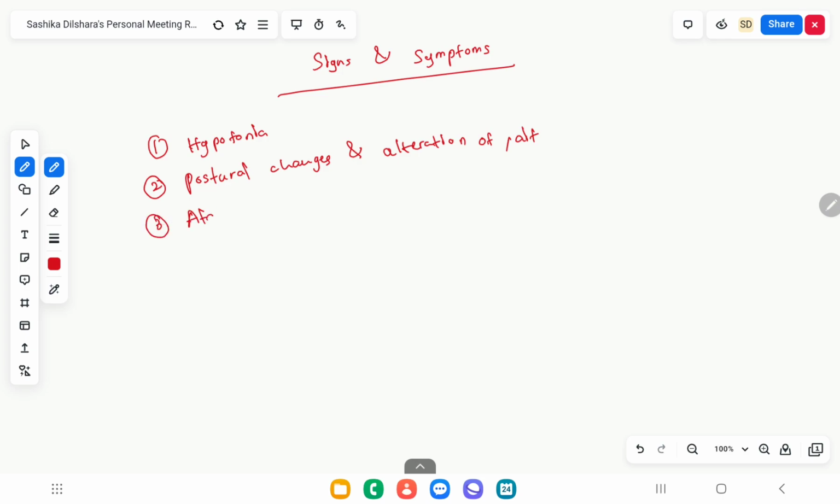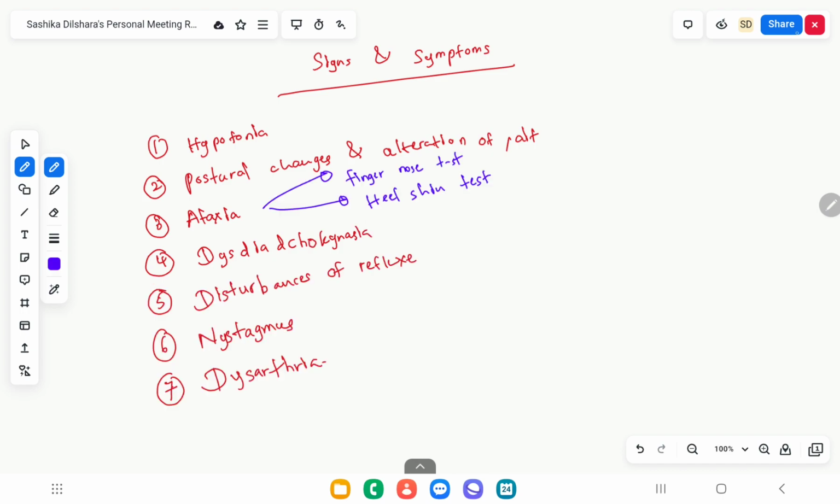Ataxia means disturbance of voluntary movement. Then fourth one, dysdiadochokinesia. Then next one is disturbances of reflexes, nystagmus and dysarthria. You can detect ataxia by asking the patient to do the finger nose test and heel shin test.